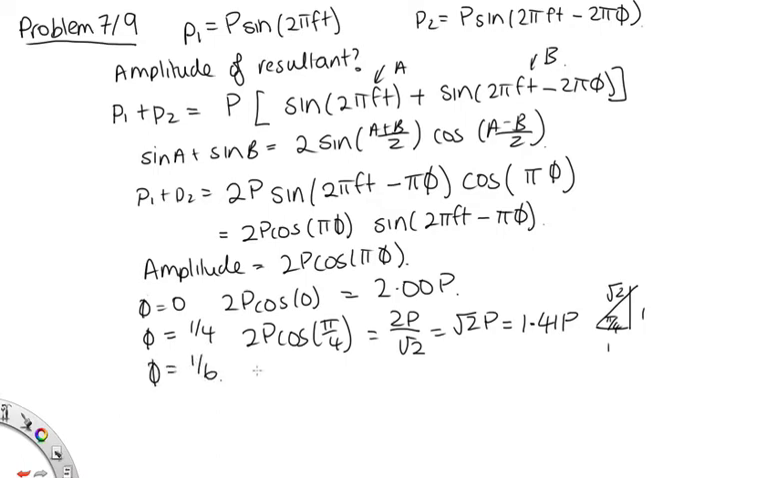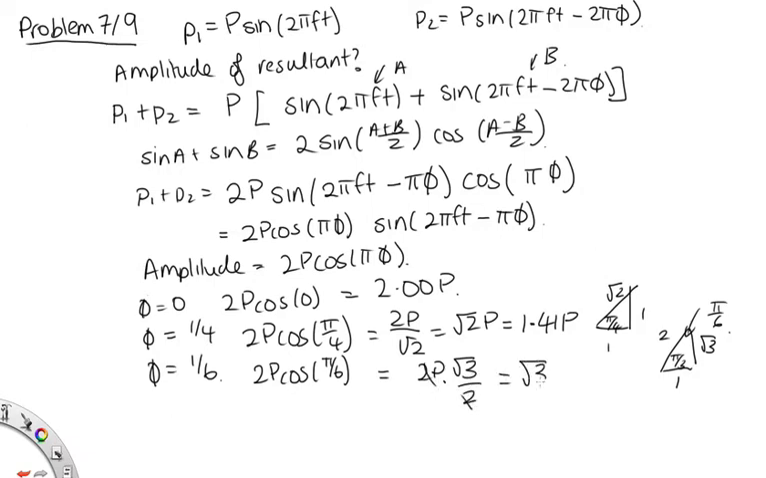Then we're asked if phi is equal to 1/6, in which case we have 2p cos pi on 6. So we remember our other little triangle. We've got 1, we've got 2, so this side's root 3, this is pi on 3, and this in here is pi on 6. So we've got 2p. Now cos of pi on 6 is adjacent over hypotenuse, so that's root 3 on 2. So we've got root 3p, and if you evaluate that on your calculator, you end up with 1.73p.